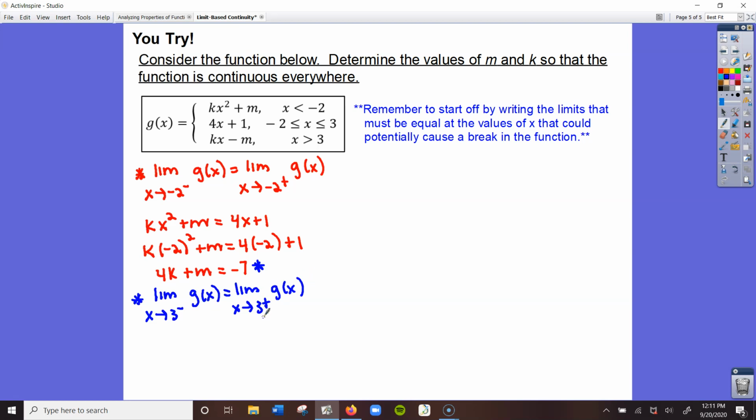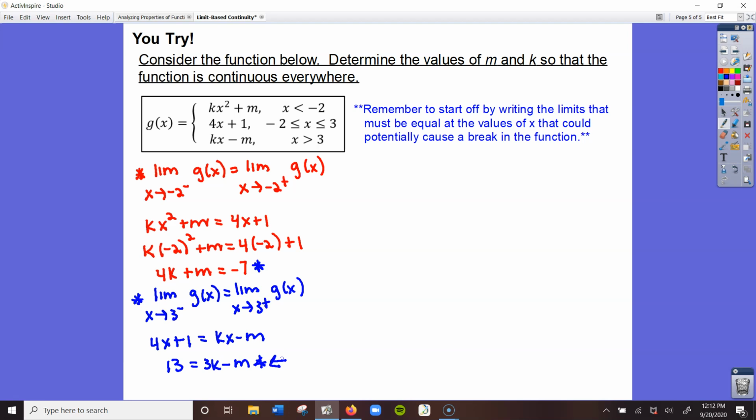Now that you've set up your limit statements, we can substitute those limits with the actual function. The limit as x is approaching 3 from the left is defined here, because this is where x is less than 3. So we're going to use the 4x plus 1, which is going to equal, when x is greater than 3, because that's the right side, which is defined to be kx minus m. Now that you have your equation set up, you can plug in that corresponding x value, which is 3. When you plug it in, you get 4 times 3, which is 12, plus 1, so 13, is going to equal k times 3, so 3k, minus m. This is your second equation.